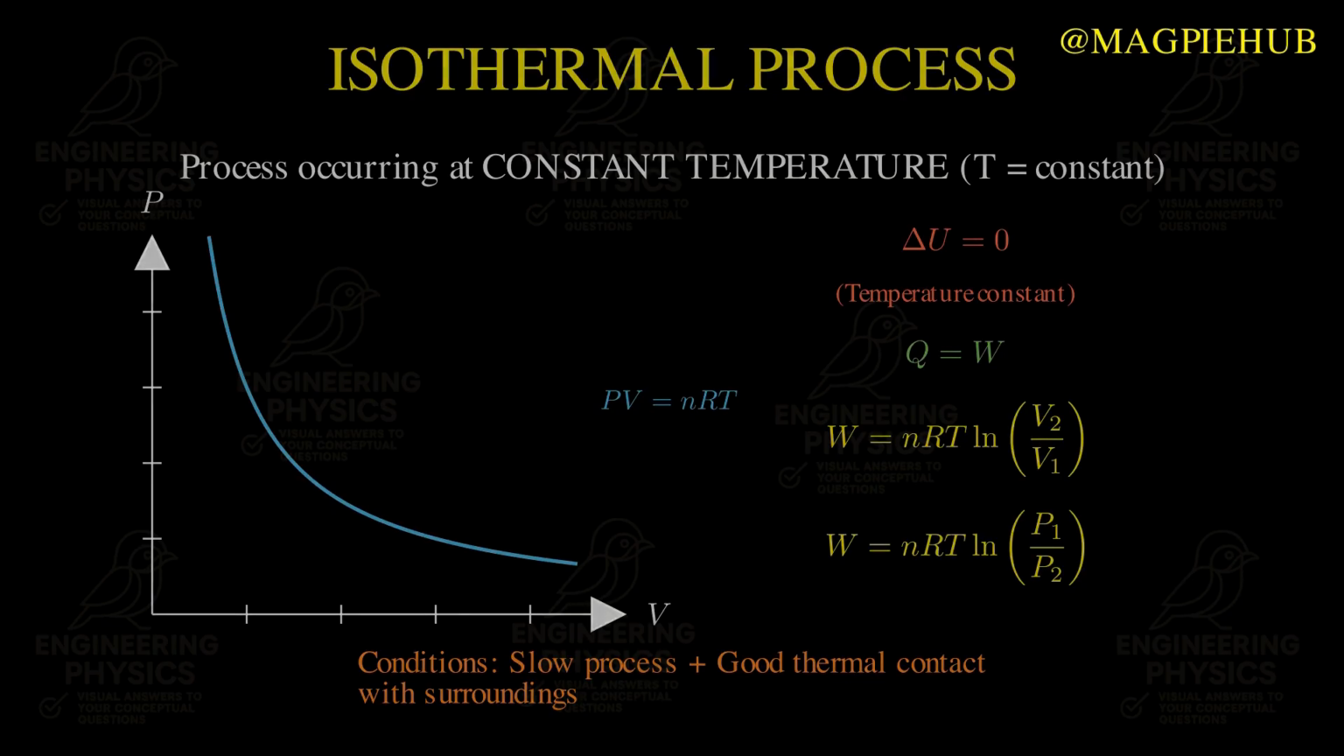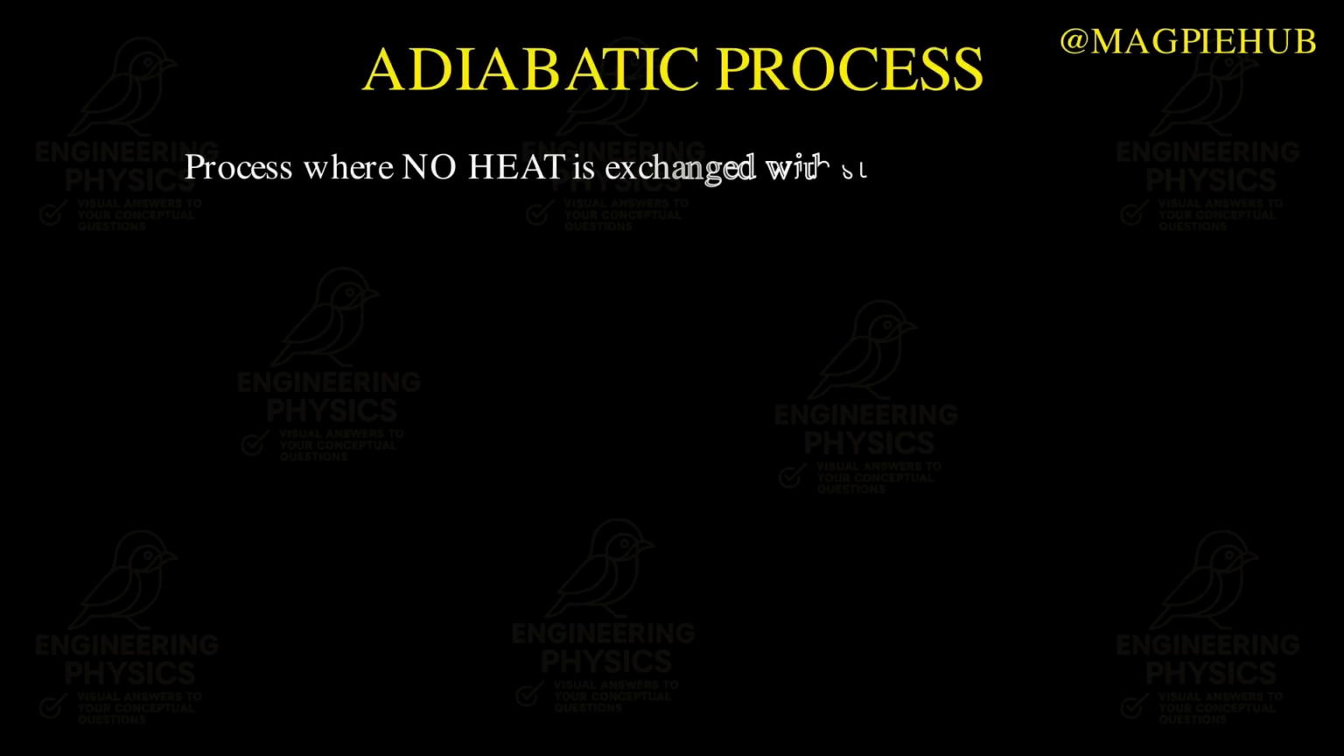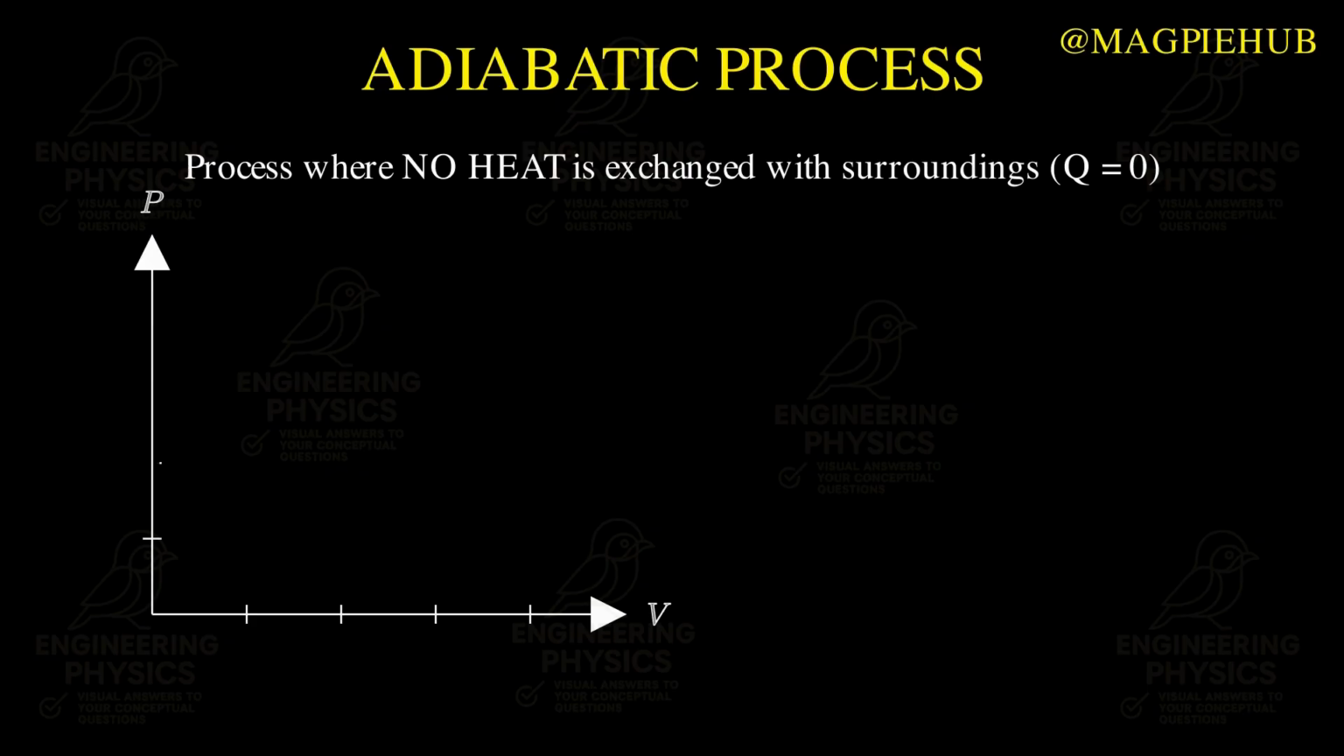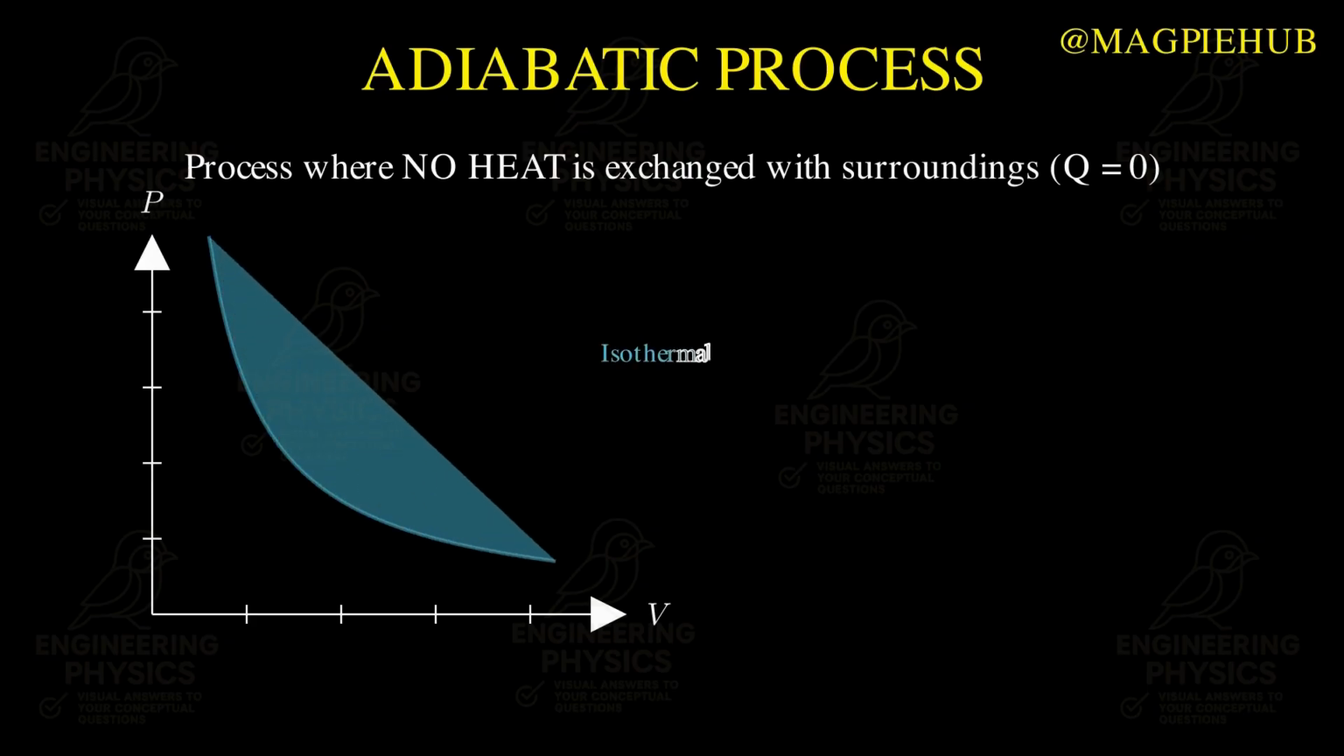Now let's understand adiabatic process. In adiabatic process, no heat is exchanged with surroundings, Q equals 0. This happens when the system is perfectly insulated or the process is very fast since Q is 0. From first law, delta U equals negative W. If work is done by the system, internal energy decreases and temperature falls.